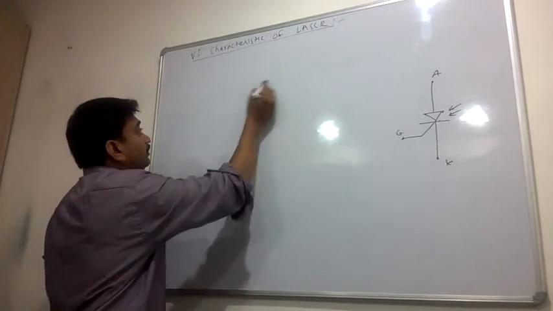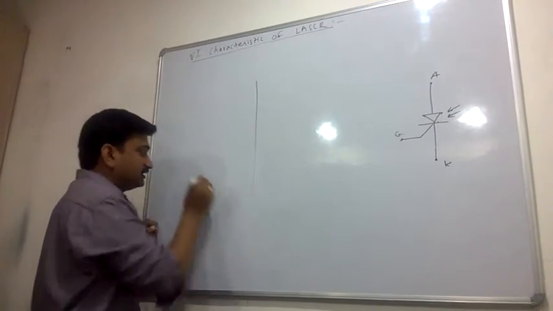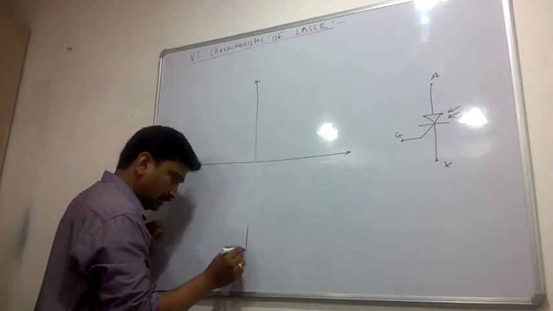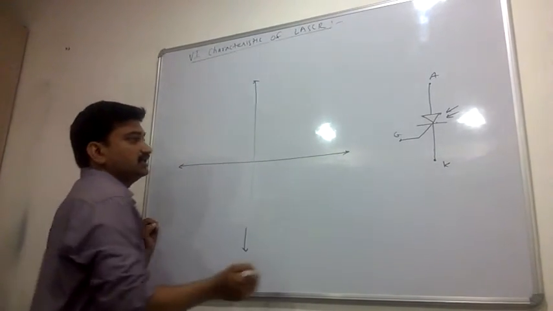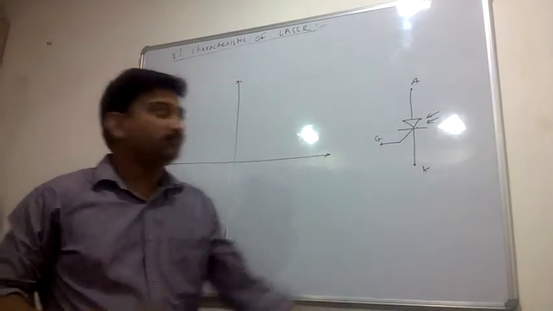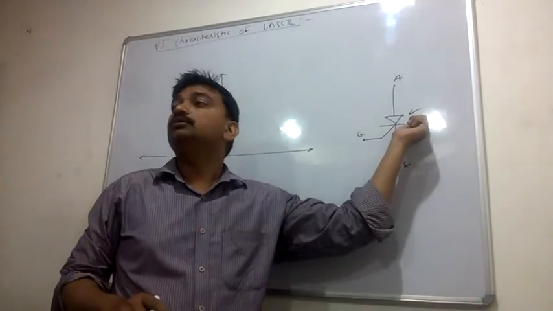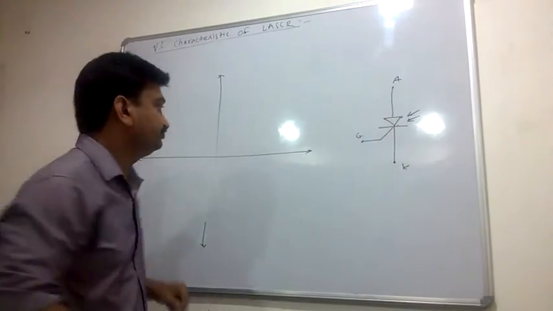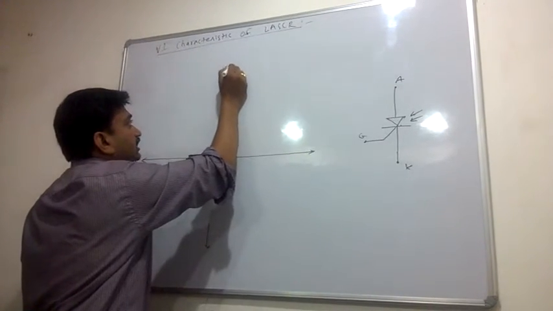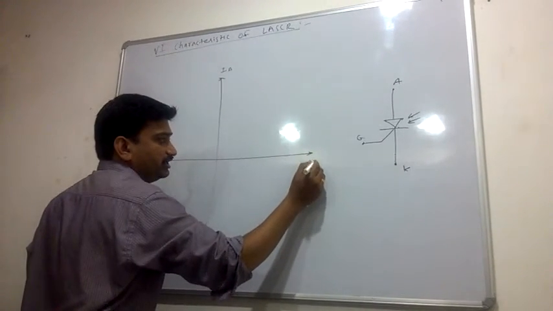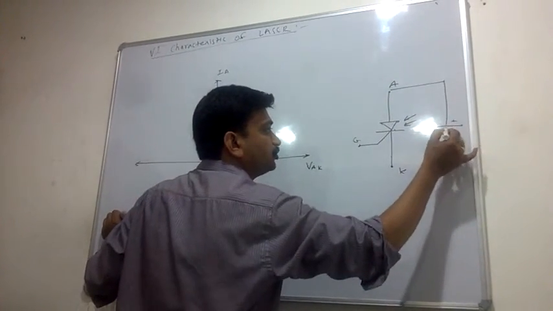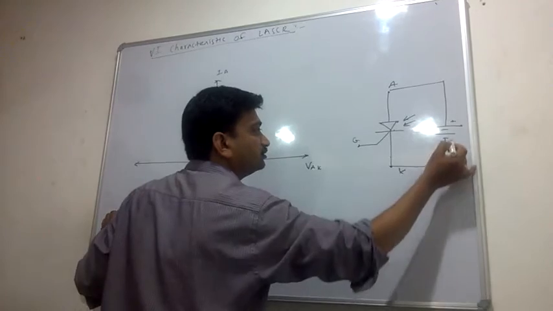Now the characteristics of LASCR are similar to those of SCR. The only difference is that instead of gate current, we will see the effect of light intensity provided to the SCR or the LASCR. So the same characteristics here: current, that is the anode current, and voltage between anode and cathode, of course positive to the anode and negative to the cathode.